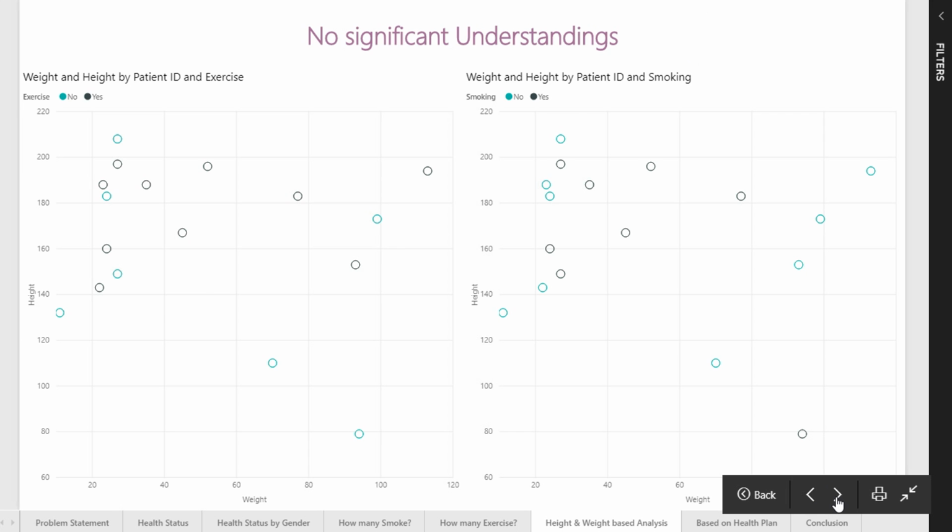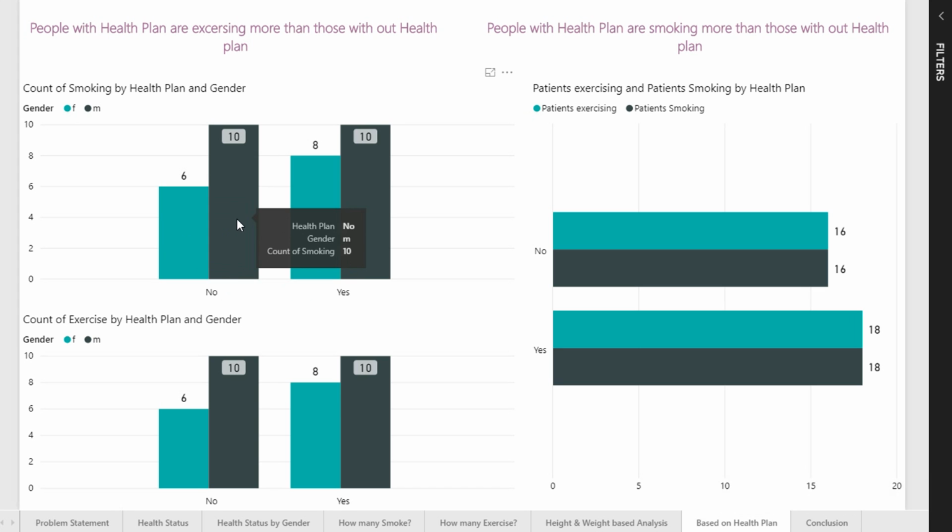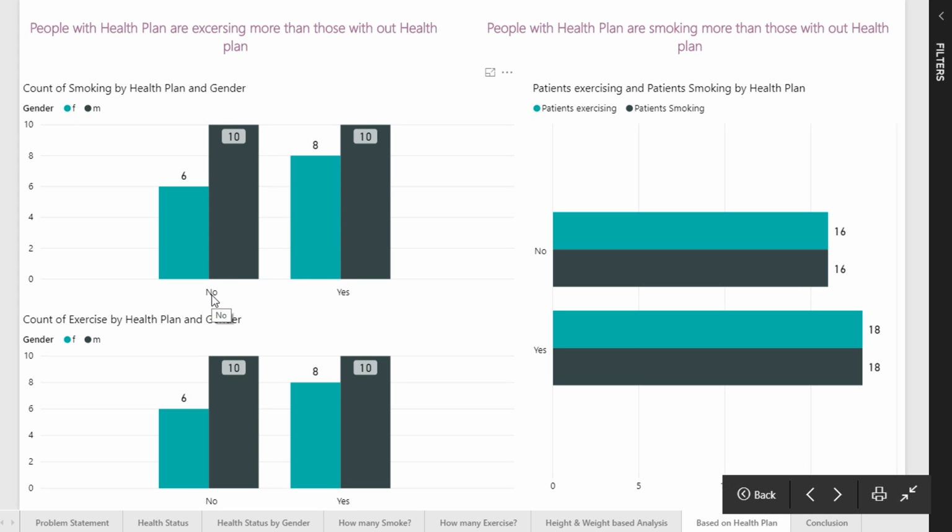Let's go one level further. Now, there is a different attribute called health plan coming into place. Understanding this page in terms of health plan gives you further insights. The first visual, as you can see, gives me the number of patients who smoke and also have a health plan, and it is bifurcated in terms of gender. So here the green shows me female patients and black shows me male patients. The no means they don't have a health plan and yes means they have a health plan.